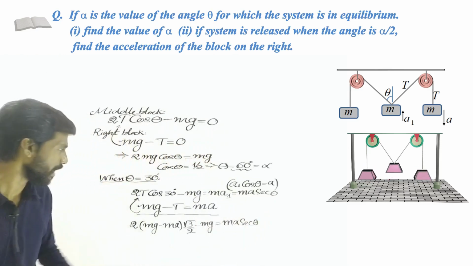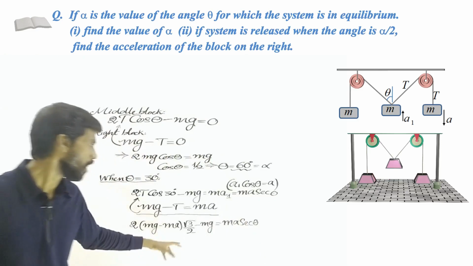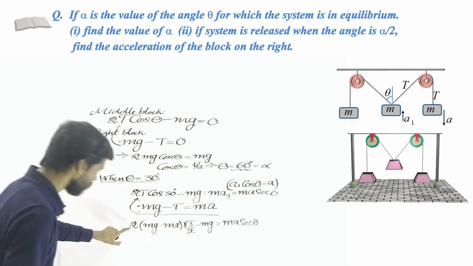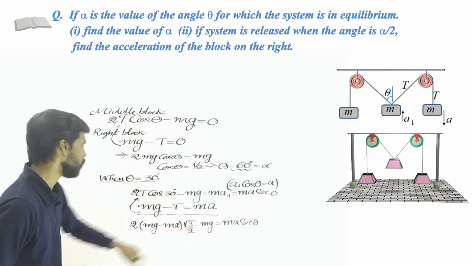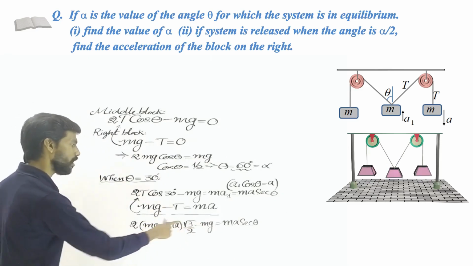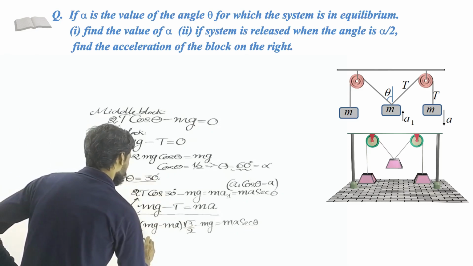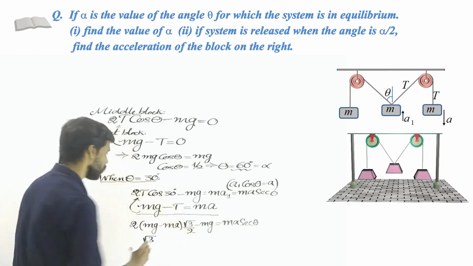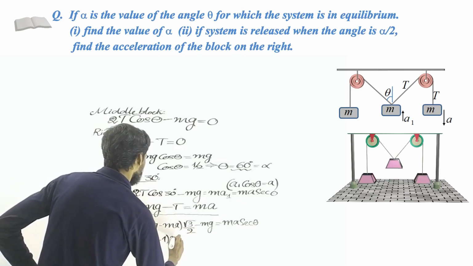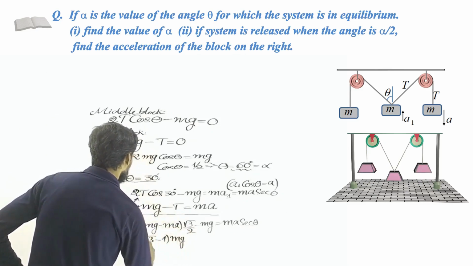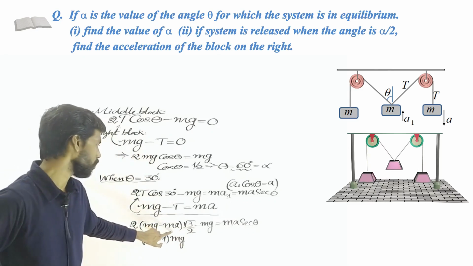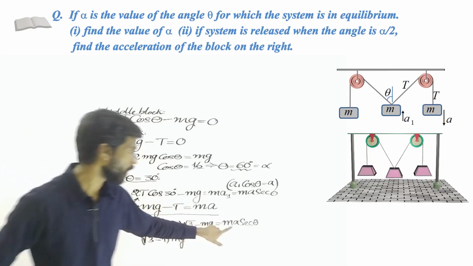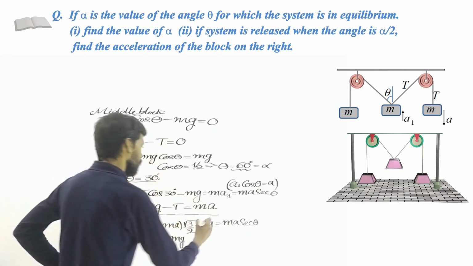What we need is the value of A, so let's simplify this and take all these terms to the other side. We'll get 2 mg times root 3 by 2; the 2 gets cancelled, root 3 mg. So this is root 3 mg minus mg, which we can write as root 3 minus 1 multiplied by mg. Now this term can be taken to the other side. This is root 3 ma, because the 2 gets cancelled.